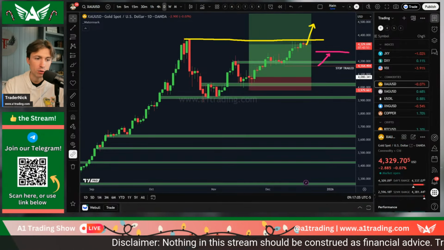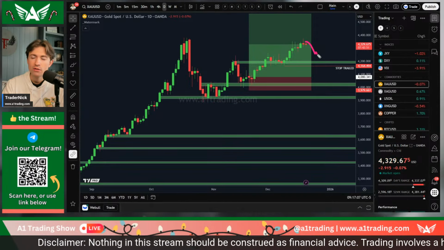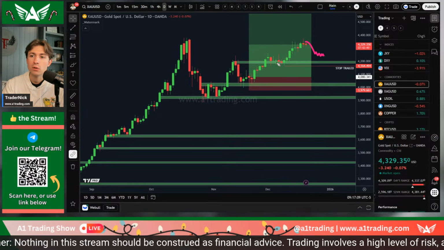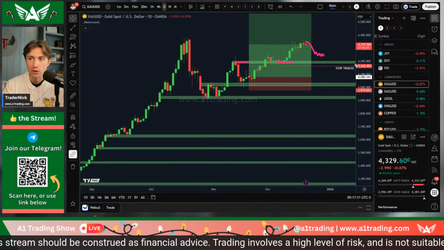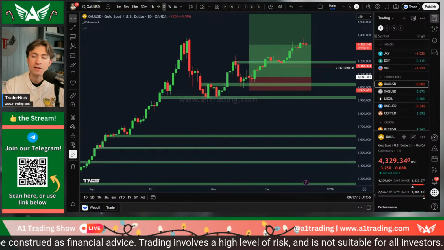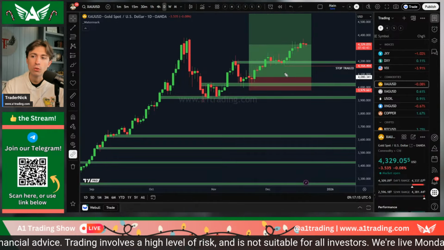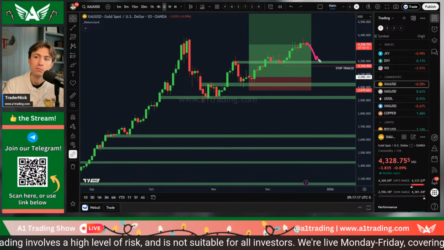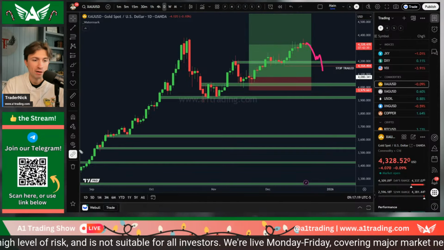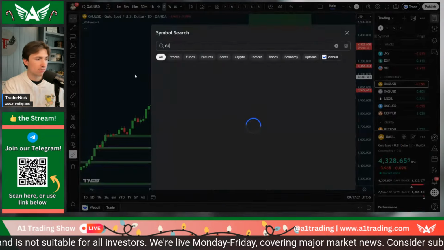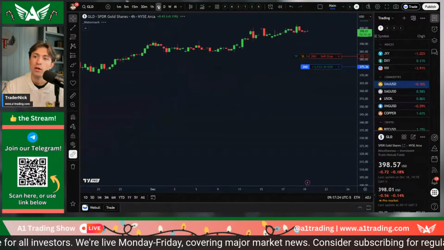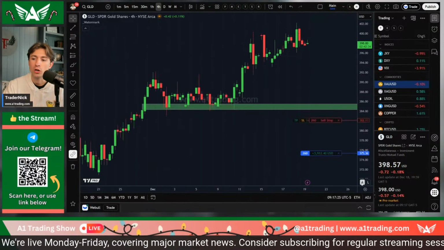I wouldn't mind holding. If it does want to come down for a few days, perfectly fine with me, as long as we don't break this supportive level that we have around 4,200. I've got a stop at 41.64 in terms of spot price. So if price breaks through this low, then I'm out of the trade. I'm long GLD, the ETF. Here it is, GLD. I am long. I remain bullish on gold.